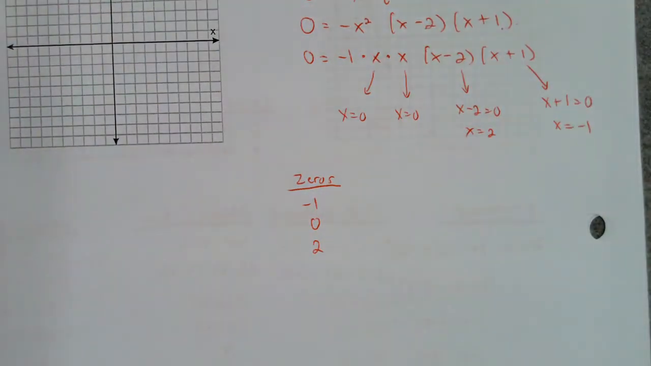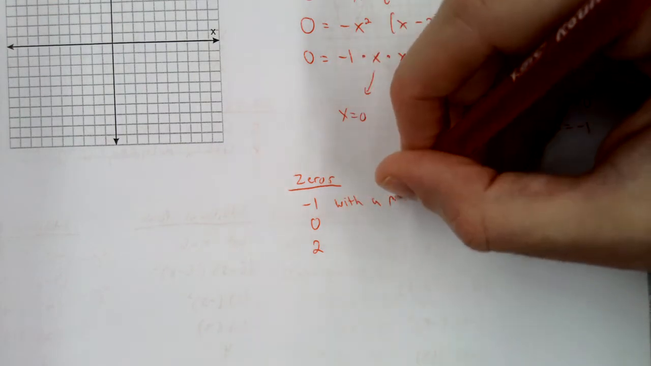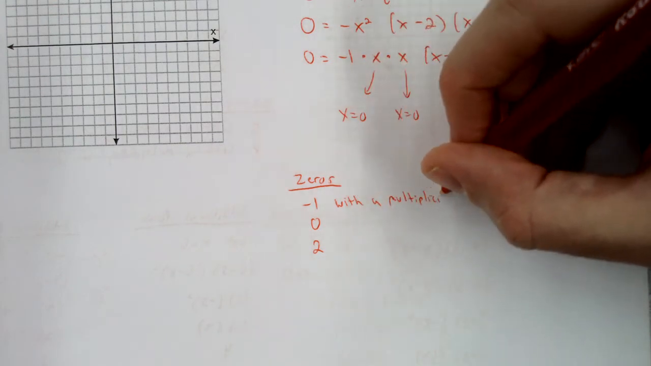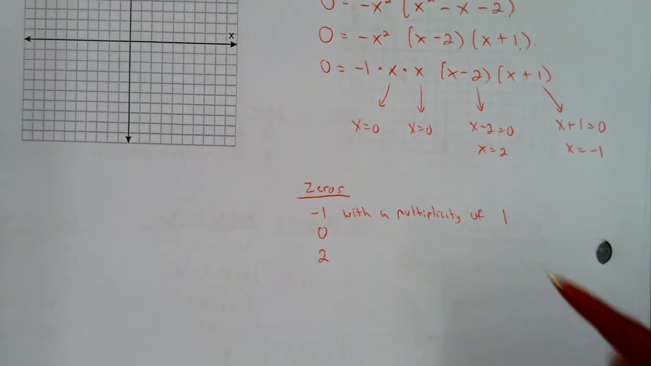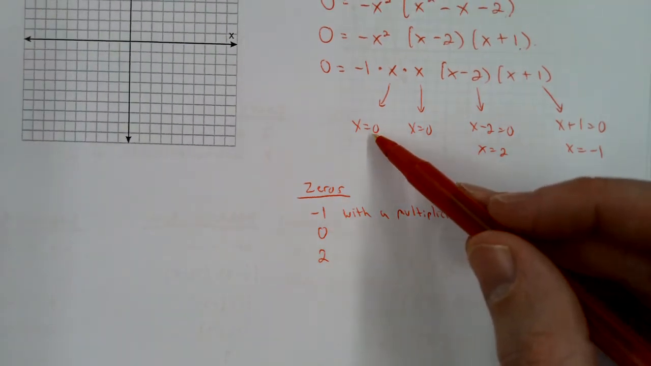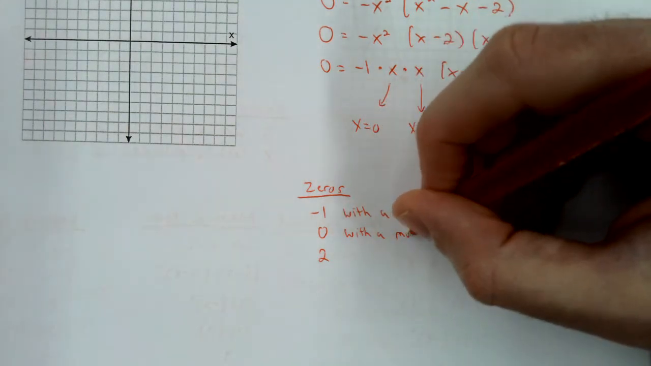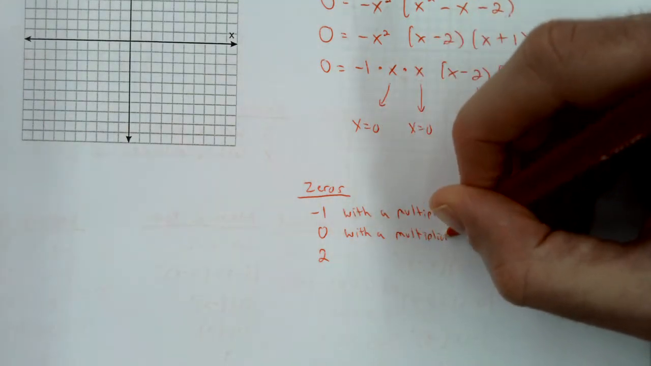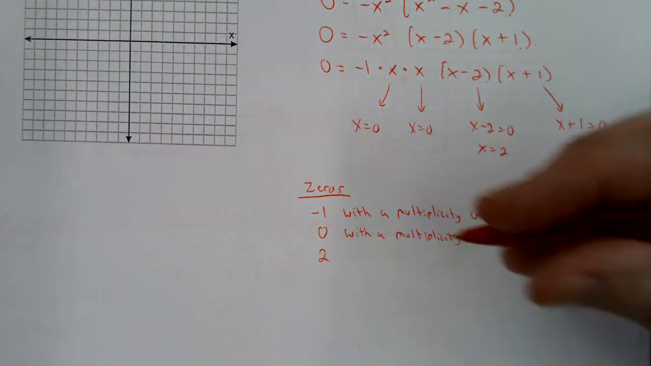Negative 1 has a multiplicity of 1. Zero has a multiplicity of 2 because it occurs twice. And then 2 has a multiplicity of 1.